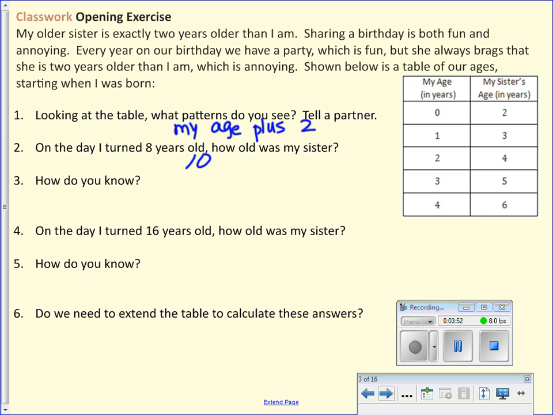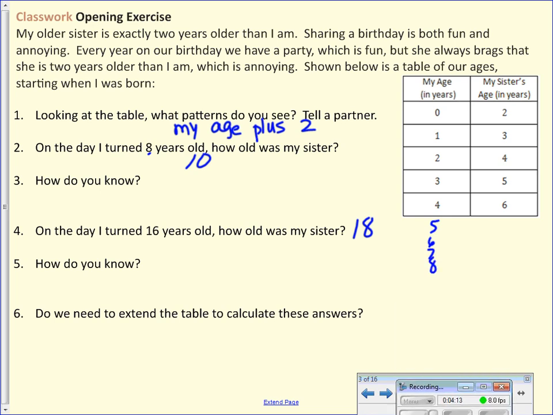So when I was 16, how old was my sister? 18. How did you know? It's always 2 years older. So now we were able to figure that out because my table starts at 4. When I wanted to figure out when I was 8, did I keep my table all the way down to 8 and then go all the way down to 16? No. That's kind of annoying. We don't have to extend the table.